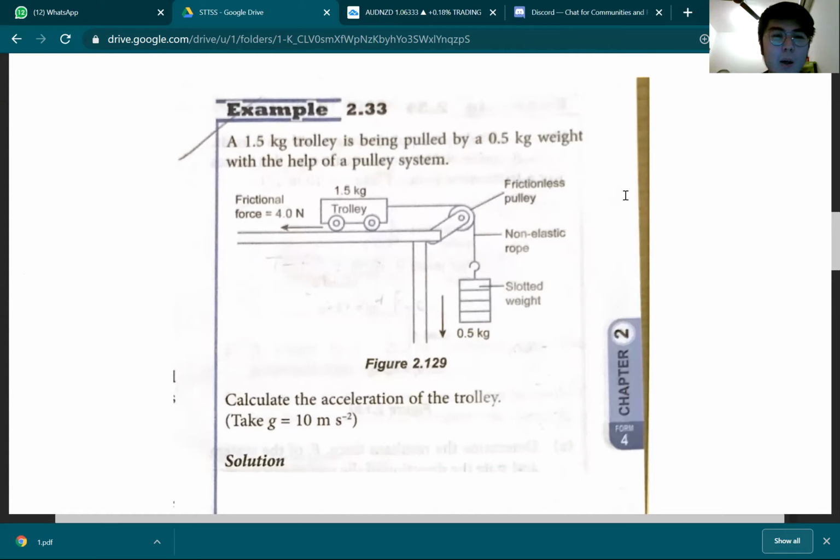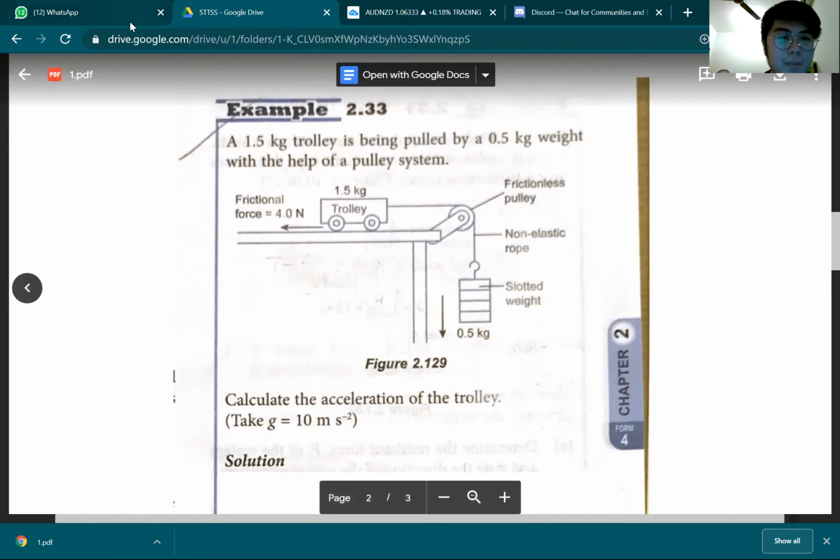Now, a 1.5 kg trolley is being pulled by a 0.5 kg weight with the help of a pulley system. Take a look at the diagram. Take a few seconds to understand the diagram. What do you see from the diagram? Just use common sense. I think it falls down, right? Meaning that the slotted weight will move down and the trolley will move to the right.